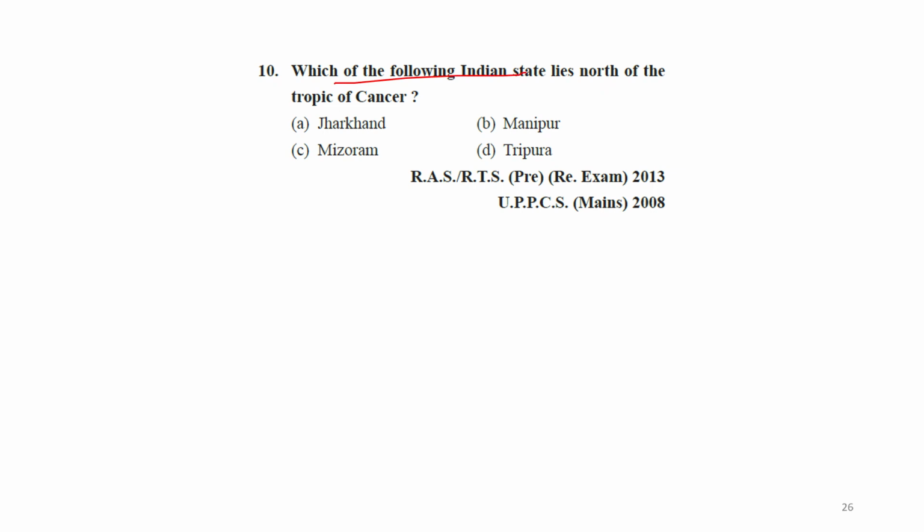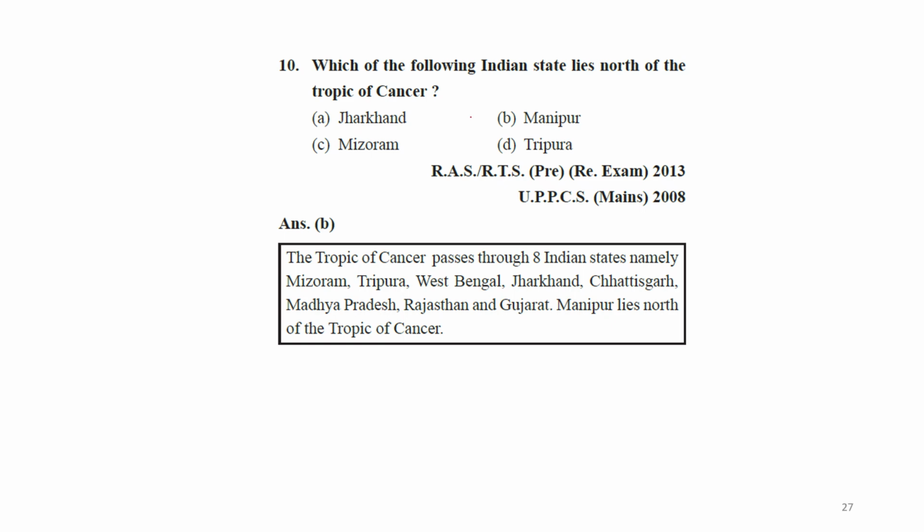Next, which of the following Indian states lies north of the Tropic of Cancer? Jharkhand, Manipur, Mizoram, Tripura. Obviously for this type of question, we should know how the Tropic of Cancer is passing. So this is Manipur. They are asking for north. The Tropic of Cancer passes through 8 Indian states, namely Mizoram, Tripura, West Bengal, Jharkhand, Chhattisgarh, Madhya Pradesh, Rajasthan and Gujarat. Manipur lies north of the Tropic of Cancer. Please remember, Manipur lies north of the Tropic of Cancer.